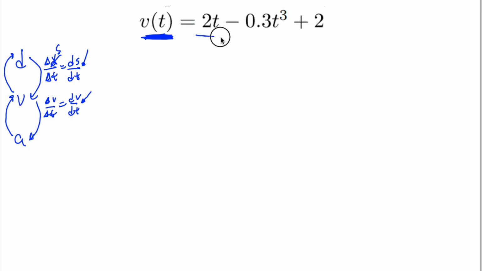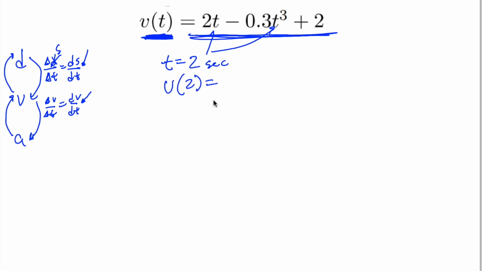Now let's look at this one equation here. This should look very familiar. We actually did this in class. Let's say I want to find out what the velocity is when time equals 2 seconds. So when t equals 2 seconds, I'll just put 2 in here for t. That's just regular algebra. So v(2) equals, remember, that's just notation: when t equals 2, I want the velocity. So 2 minus 0.3 times 2 cubed plus 2. And that's going to give me 3.6. So my velocity at 2 seconds is 3.6.